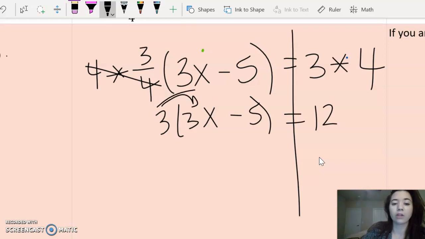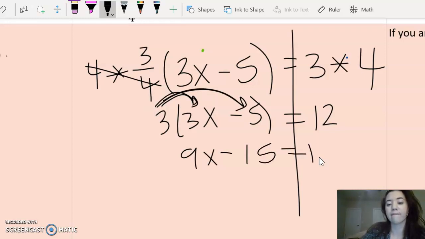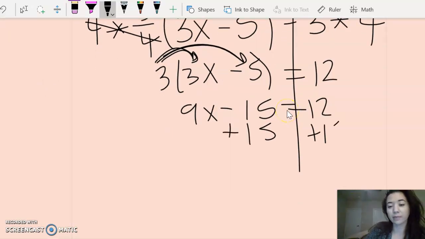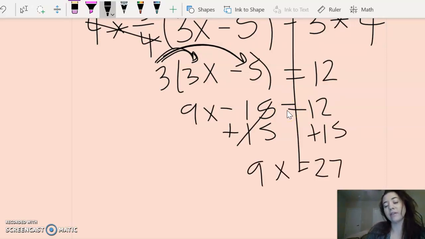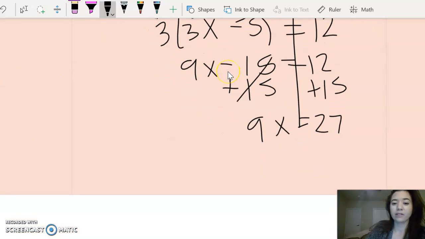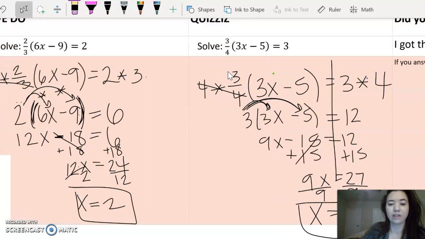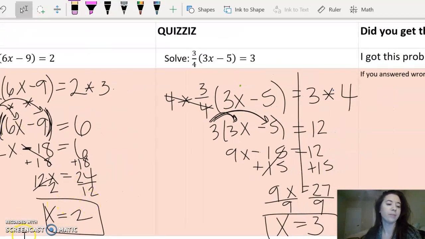We distribute that 3 to both things inside. 3 times 3x is 9x. 3 times negative 5 is negative 15. We add 15 to both sides. We get 9x = 27. Divide both sides by 9, and x = 3. Woohoo! A minute per problem.